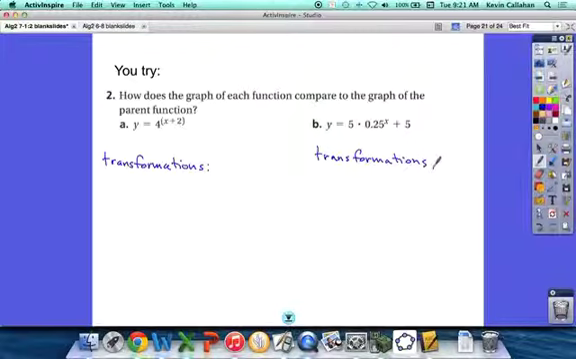What did you say in the first one? +2 inside the function means left 2, right? It looks like there's two different things going on in the next one. What does this 5 do to it? Stretch. Vertical stretch. And then what about the +5? Up 5.